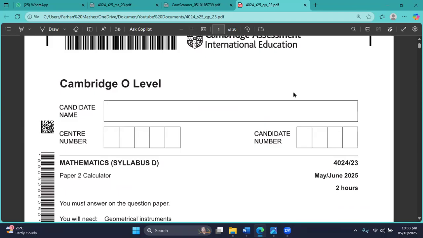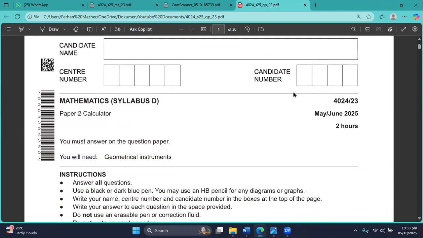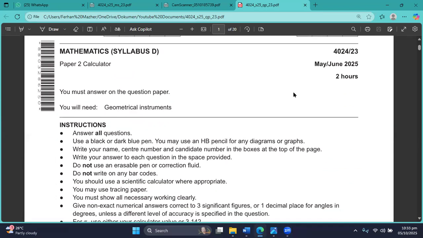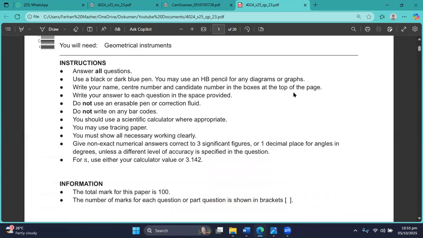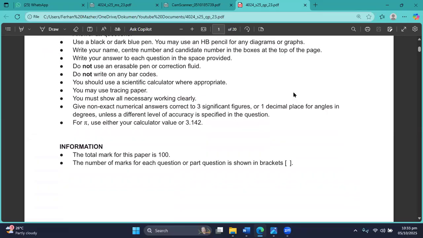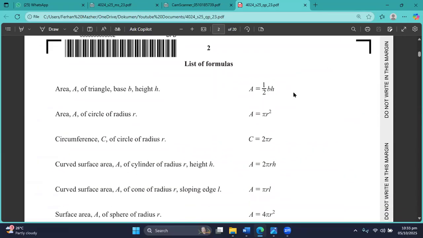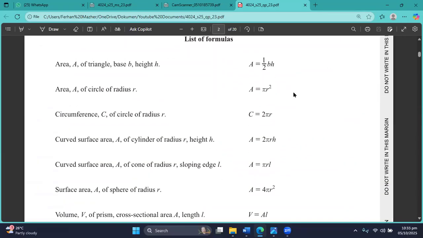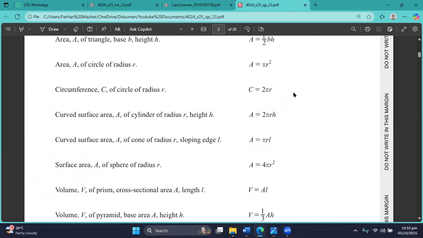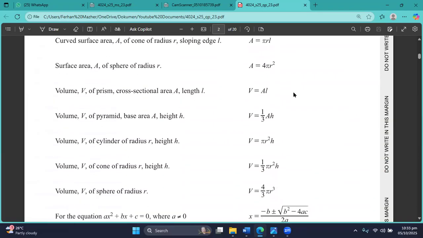So May-June 2025 2-3 paper. We call it the theory paper 2. It's a calculator version paper. The time allowed is 2 hours. The total marks for this paper are 100. A formula list is accompanying this paper. So this is the formula list. You can see this.